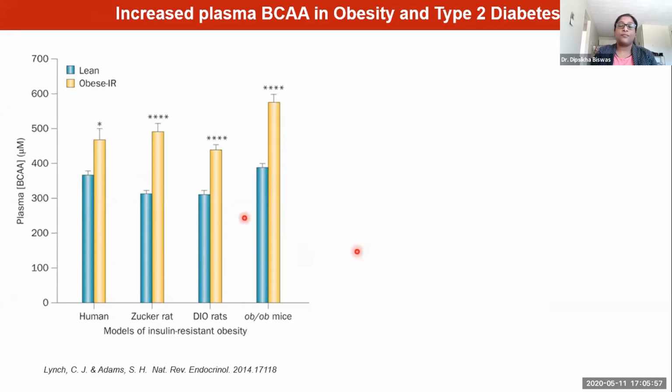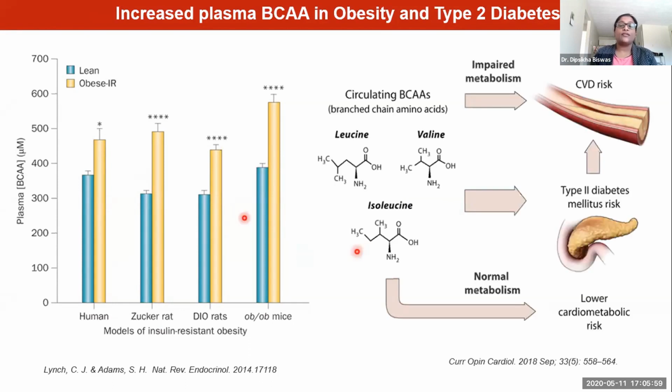This has led to the hypothesis that catabolic defects of the BCAA pathway, or impaired metabolism of BCAAs, could result in increased accumulation of the circulating BCAAs observed in metabolic disorders like type 2 diabetes and associated comorbidities like cardiovascular diseases.